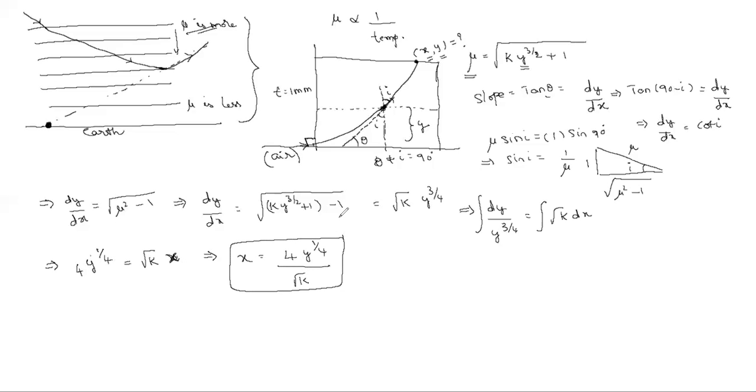In the question itself, k equals 1 is given. The y coordinate is 1, and 1 power 1 by 4 is 1. 1 into 4, so x equals 4. Therefore, the coordinates where it is leaving the glass layer are 4, 1. Am I right? This is one more concept he gave in the exam.